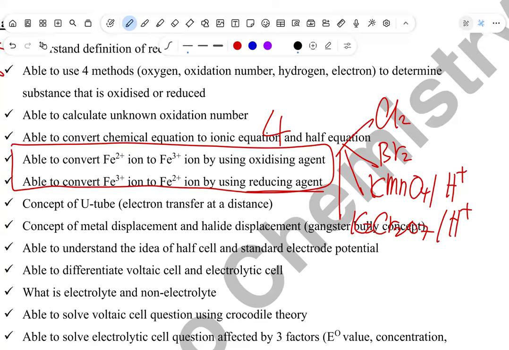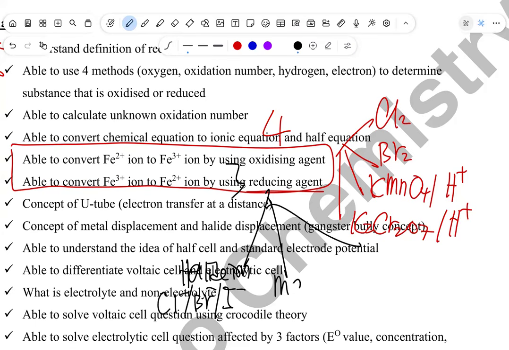Now I need some feedback from you. Can anyone remember how many reducing agents we learned in SPM? How many reducing agents are out there? Anyone can remember? Okay, there are 3 reducing agents. First one is halide ions. Halide means chloride, bromide, iodide. Group 17 ions are reducing agents. Then magnesium and zinc. So these are the common reducing agents that we learn in chapter 1.